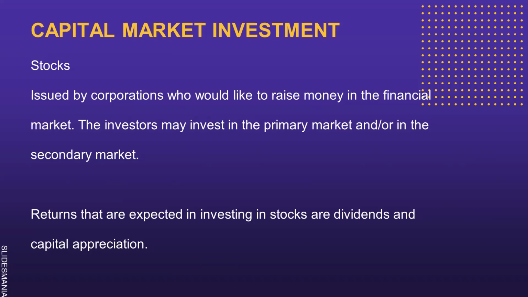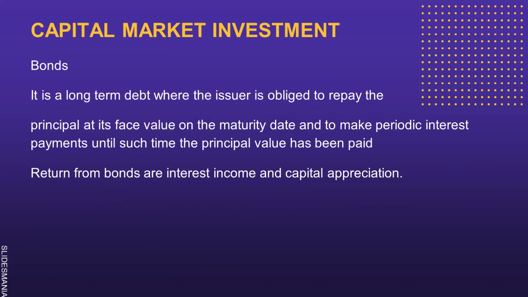So dividends, basically you have the retained earnings. So retained earnings, the intention is to distribute it amongst shareholders. And capital appreciation is basically the increase in the price of your shares. So that's stocks. Now, what is bonds? So it is a long-term debt where the issuer is obliged to repay the principal at its face value on the maturity date and to make periodic interest payments until such time the principal value has been paid. So simply say that bonds are your certificate of indebtedness. So the return from bonds are interest income and also capital appreciation.